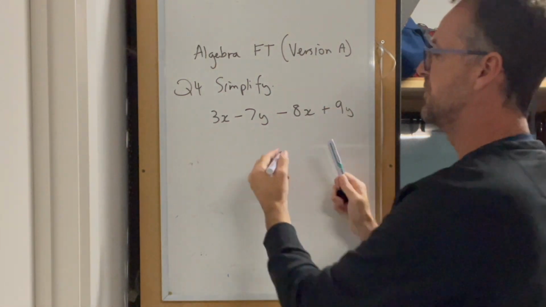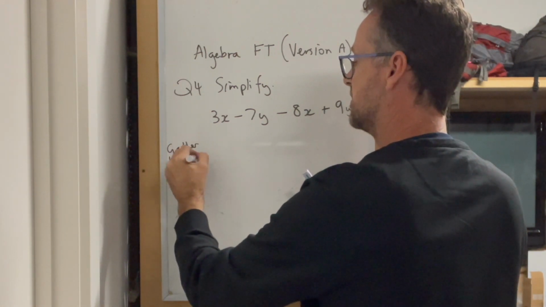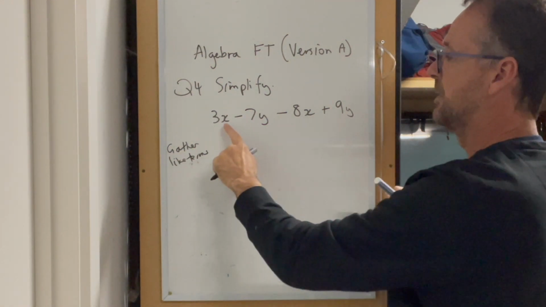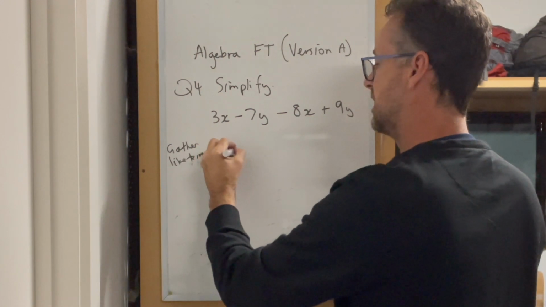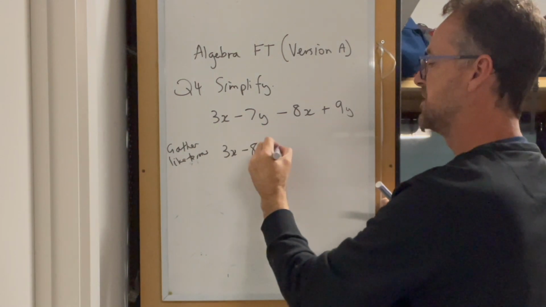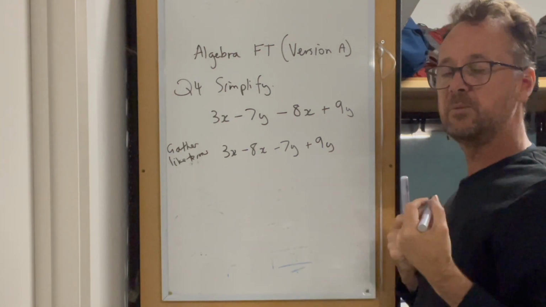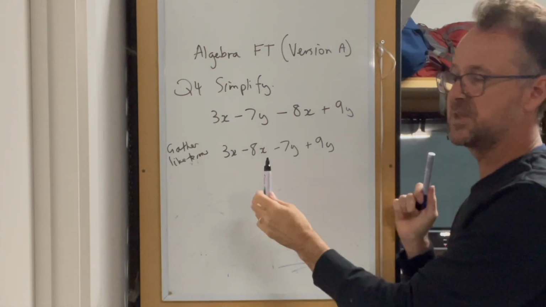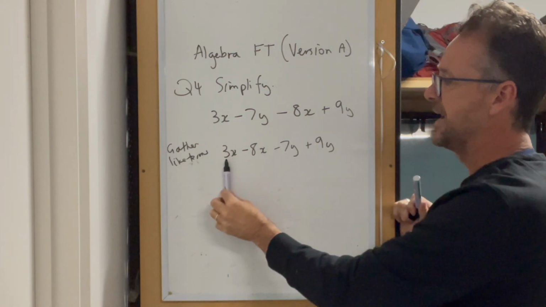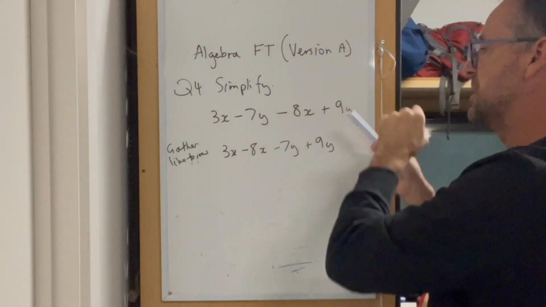Okay, and so what we want to do, the first one is we want to gather like terms. Okay, and that means gather together the terms that are the same pronumeral. So here we have 3x, and we want to gather the negative 8x, and then we've got the negative 7y, and we want to add on to the 9y to gather it that way. What we want to make sure is we start with the first value here and leave it there, and then just leave everything else in the same left to right order that it appears in rather than jumbling it around.